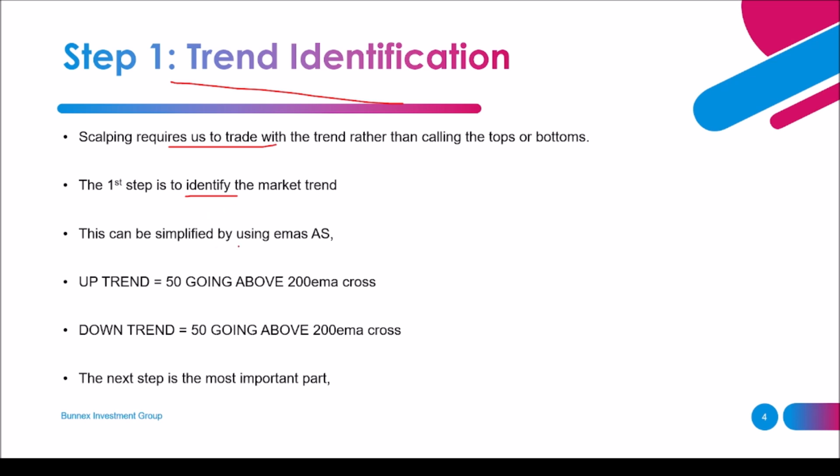And this can be simplified using EMAs, as an uptrend will be equal to the 50 EMA, exponential moving average, going above the 200 EMA. So we are saying when the 50 crosses the 200 EMA to the upside, we have an upward trend. And when the 50 EMA goes below the 200 EMA, we say we have a downward trend. Then the next step is one of the most important parts of this particular trading strategy.